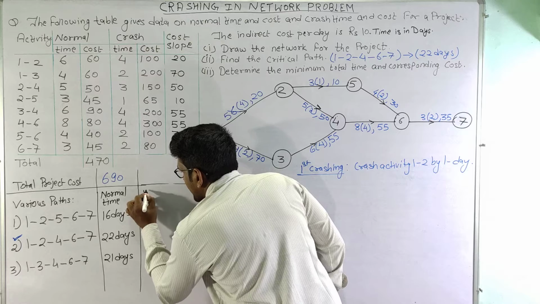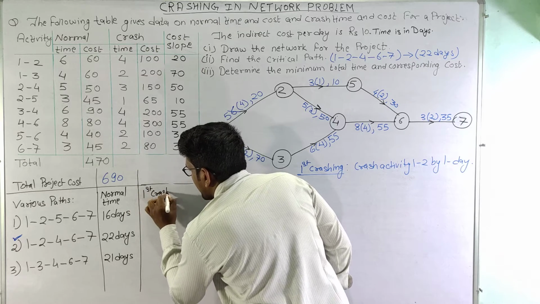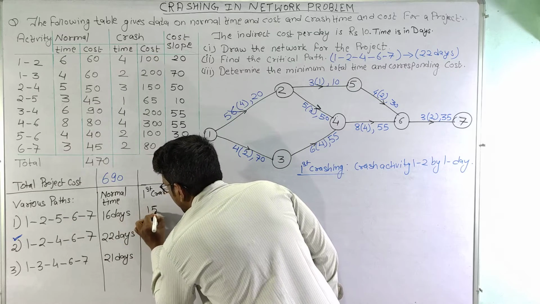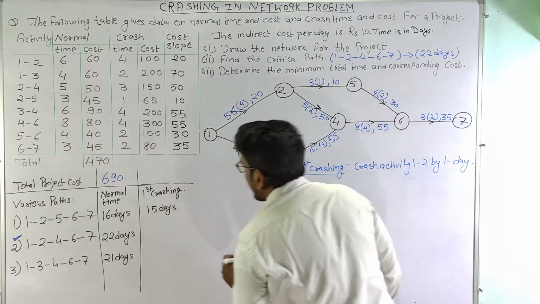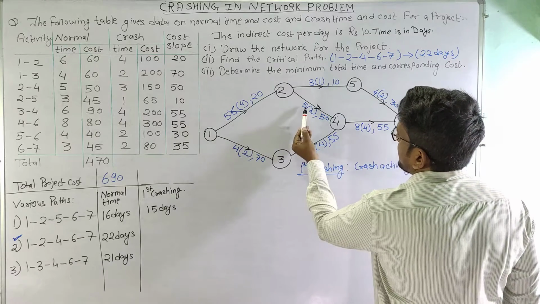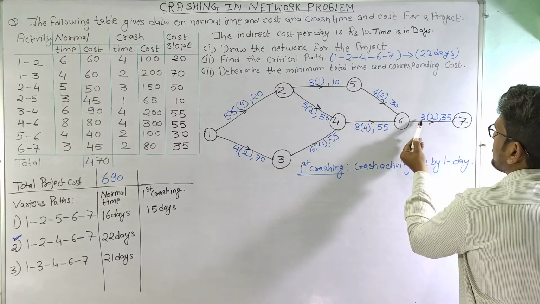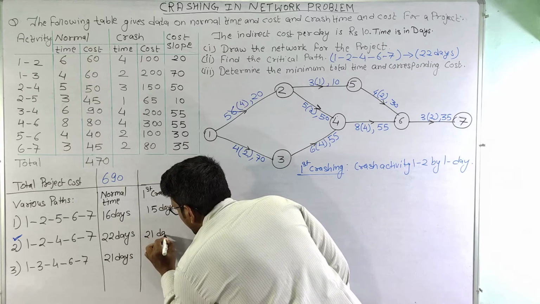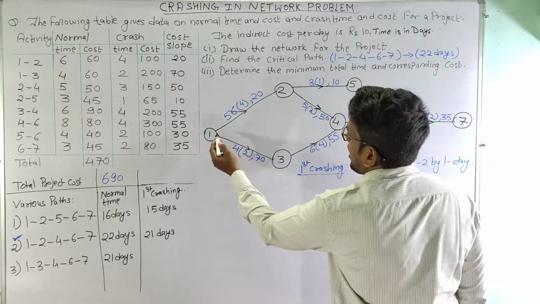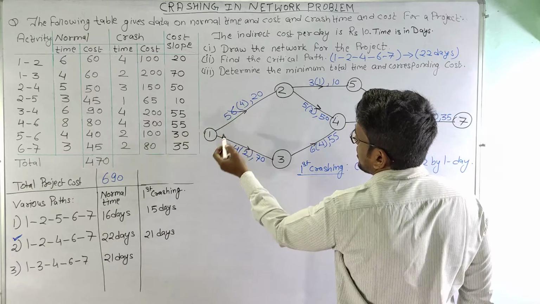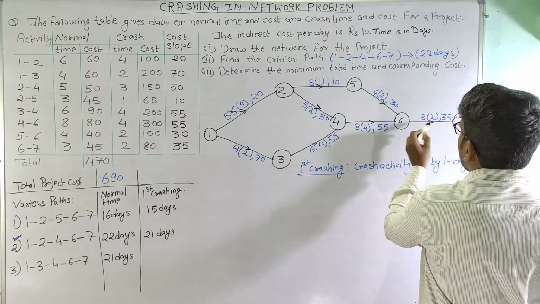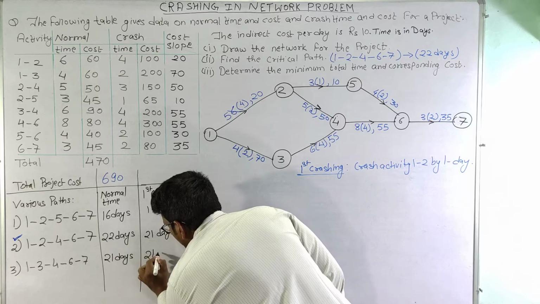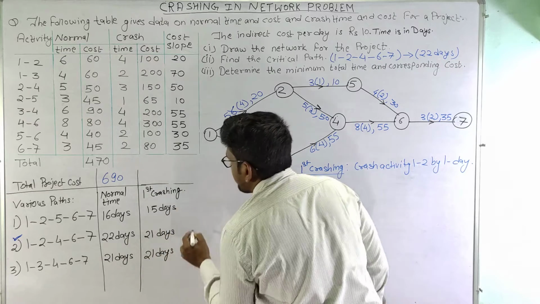So after first crashing, this time has been reduced to 15 days. And for second path, it is 5 plus 5, 10, 10 plus 8, 18, 18 plus 3, 21. So this has been reduced to 21 days. And the third path, as activity 1-2 is not a part of the third path, the time duration does not change, so this will remain as 21 days.